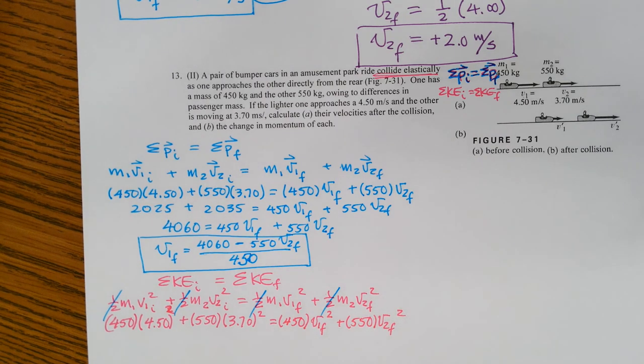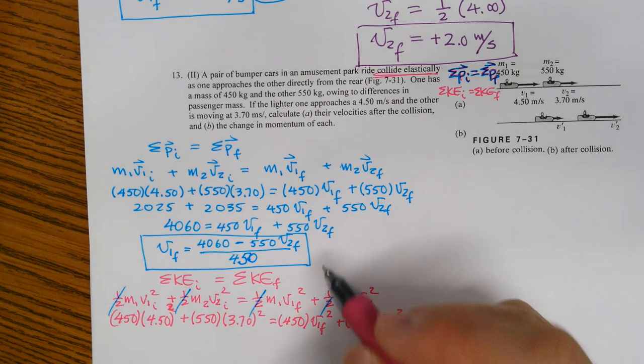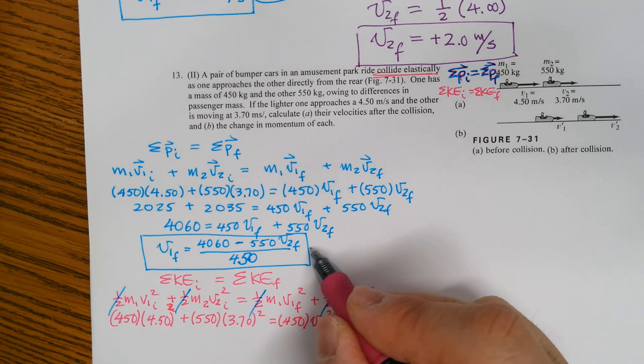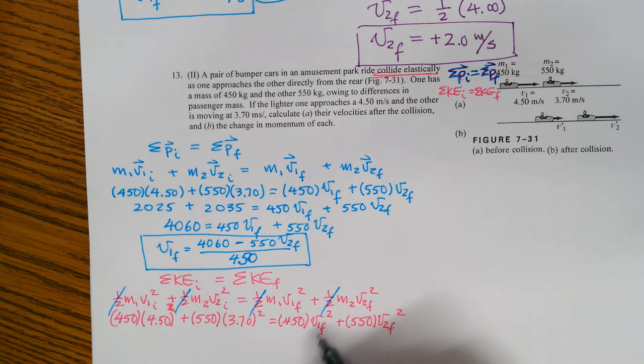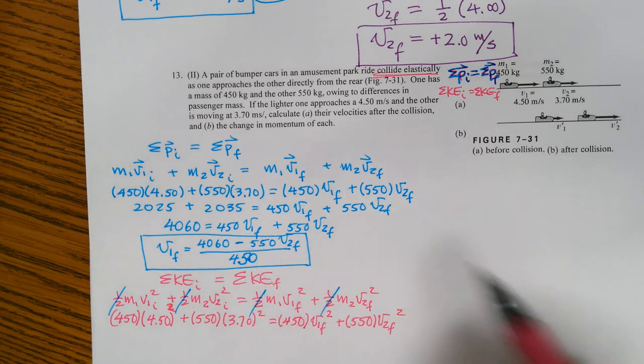You can see what I'm going to do next, right? Yeah, it's going to be a friggin' mess. I'm going to have to substitute this into here and square this.